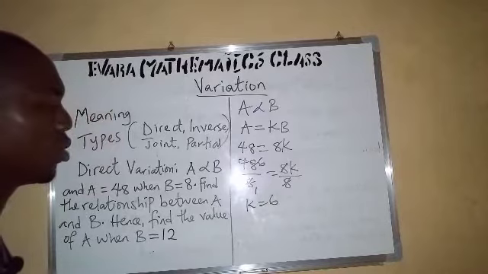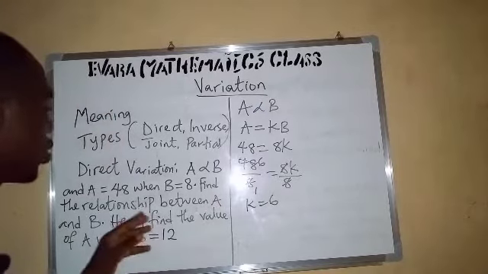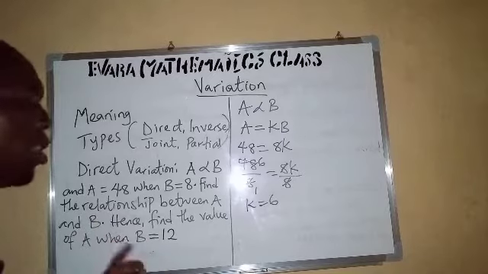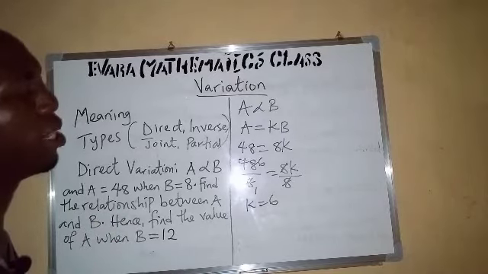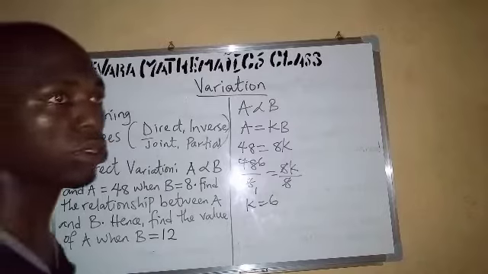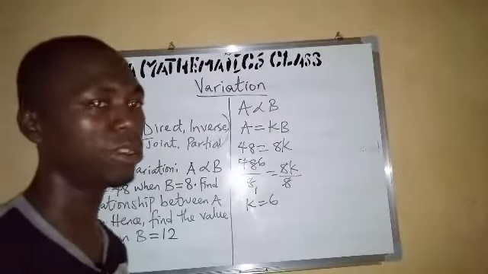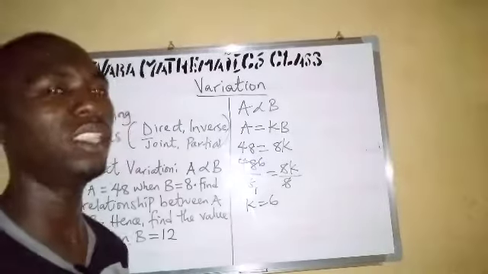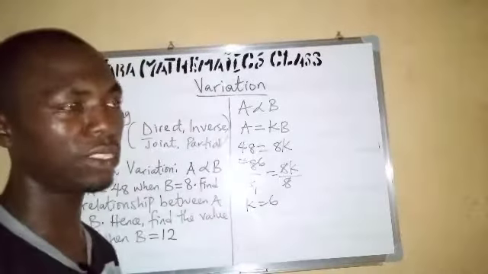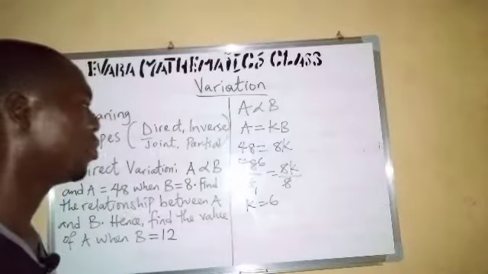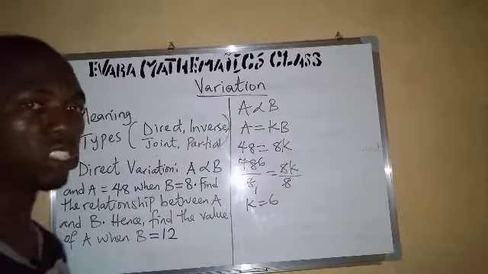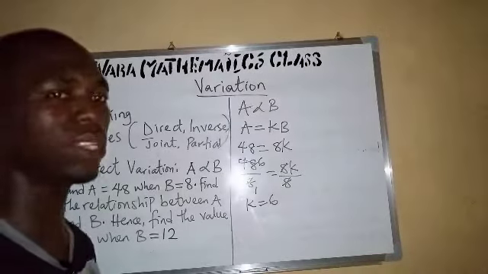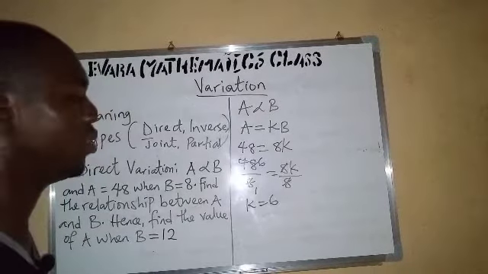There are two questions here. We have to find the relationship between A and B. Hence, find the value of A when B is 12. What do we mean by relationship? In some other questions, it might not be relationship. You might be asked to find the formula connecting A and B, or the law connecting A and B. These three statements mean the same. Please take note. Relationship between A and B, formula connecting A and B, and the law connecting A and B. They all mean the same.